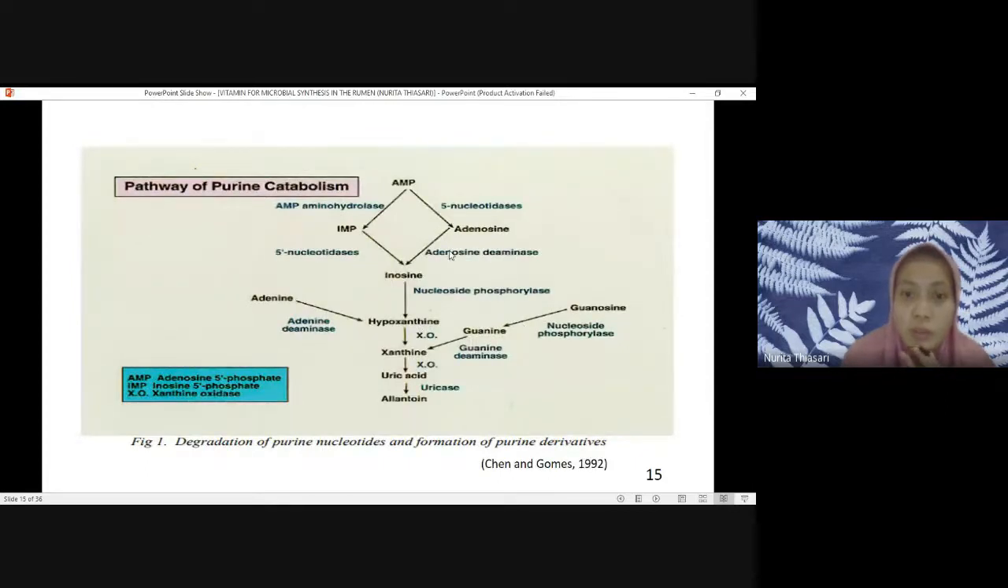So I would like to explain here first. This is the degradation of the nucleic acid. So the nucleic acid becomes AMP, adenosine, inosine, hypoxanthine, xanthine, uric acid, and the last one is allantoin. So from here, allantoin is one of the indicators to know the breakdown of the nucleic acid.